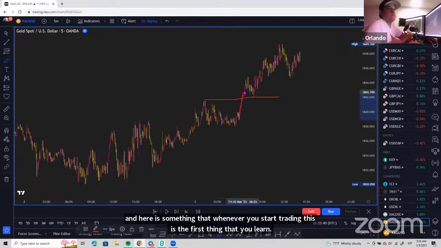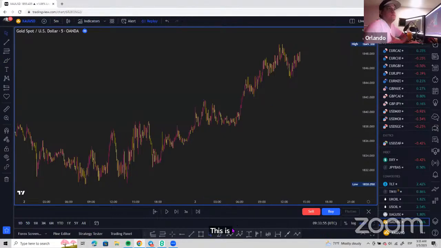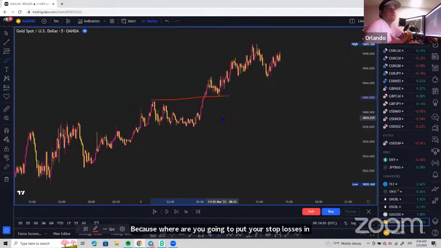Whenever price breaks with a level of support, in this case resistance, wait for the retest and get in. This is weak, and more often than not, this is not going to work out. Why? Because where are you going to put your stop losses in this case? There is absolutely no structure to put your stop losses other than this low.